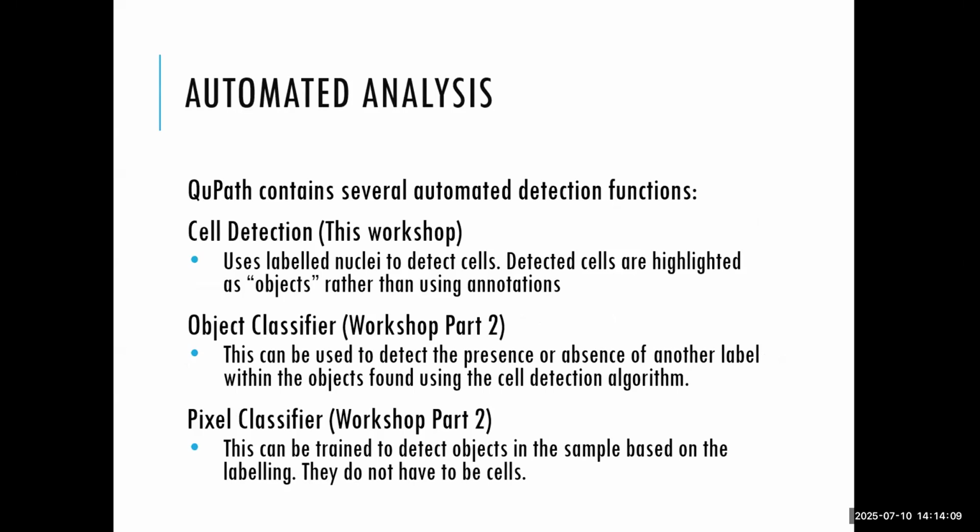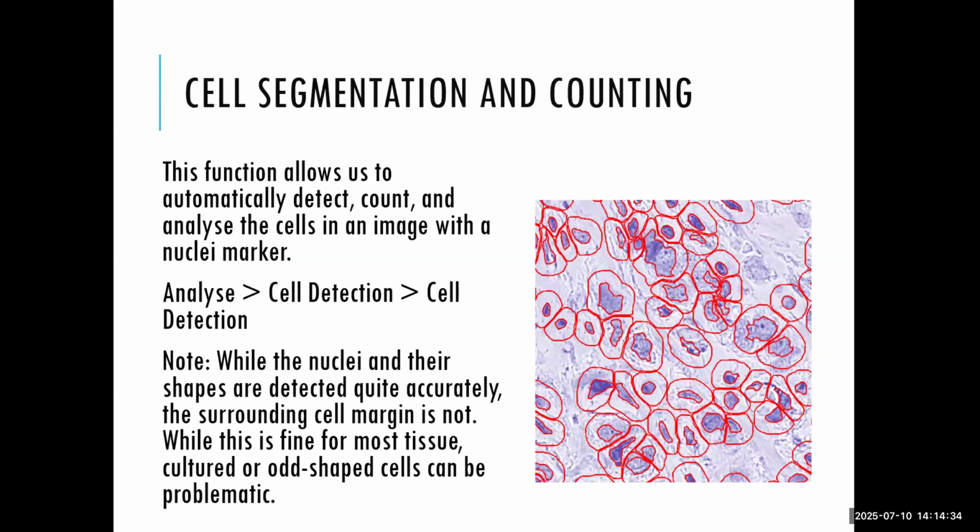So there are 3 separate functions which we'll be going over in these workshops. First of all is the automatic cell detection, which we'll go over in this workshop. And then in part 2, in probably October, we'll go over the object classifier and the pixel classifier, which use machine learning to detect specific objects which we're looking for. So cell detection allows us to automatically detect, count, and analyze cells in an image which have a nuclei marker. So you need something, specifically a nuclei marker, to tell where a cell is.